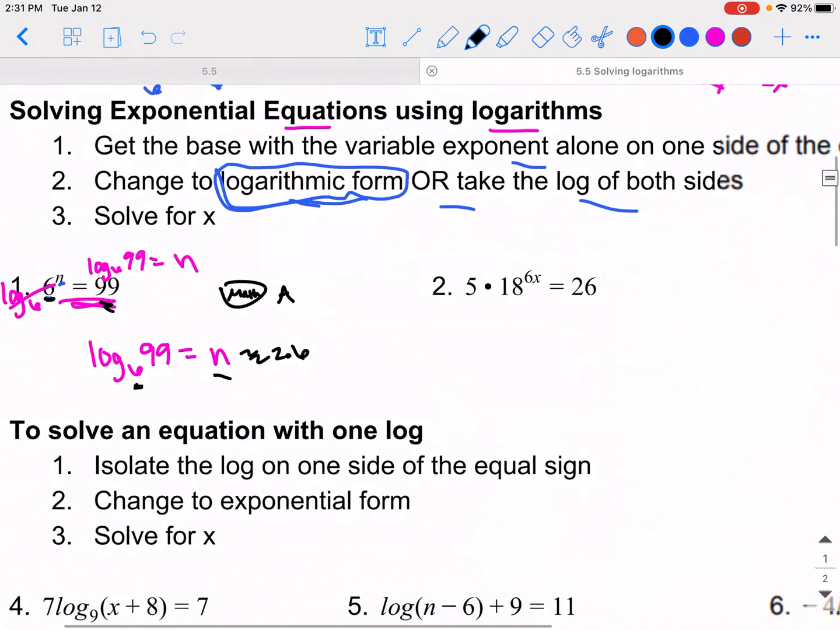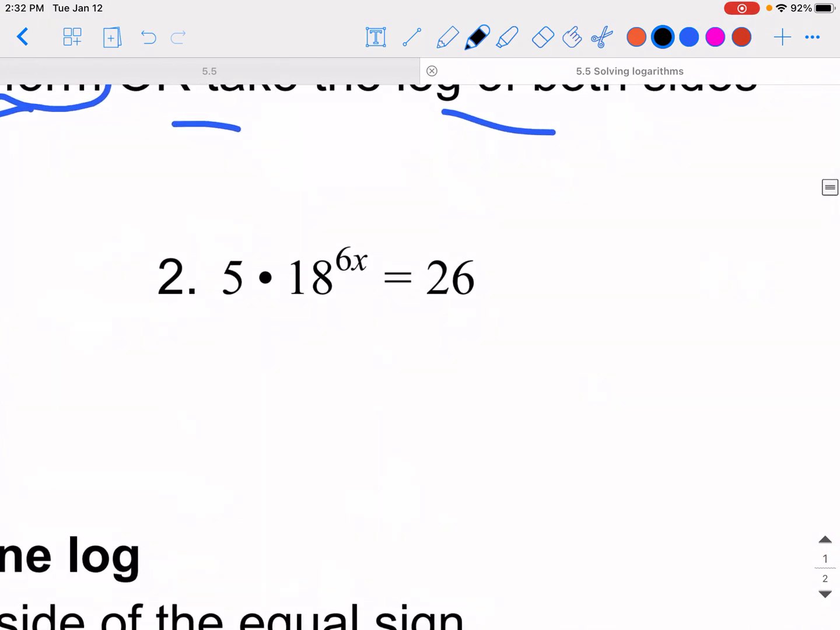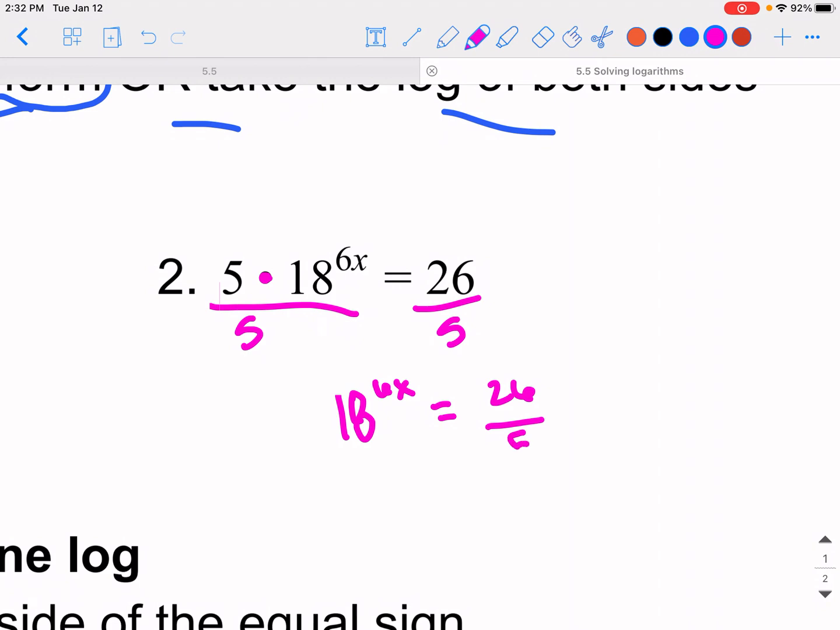All right, number 2, we have 5 times 18 to the 6x power. Now we want to get the exponent and its base all by itself, and this just goes back to basic solving skills. Let's first divide by 5, so we'll have 18 to the 6x equal to 26 fifths. I'm just going to leave that for simplifying purposes.